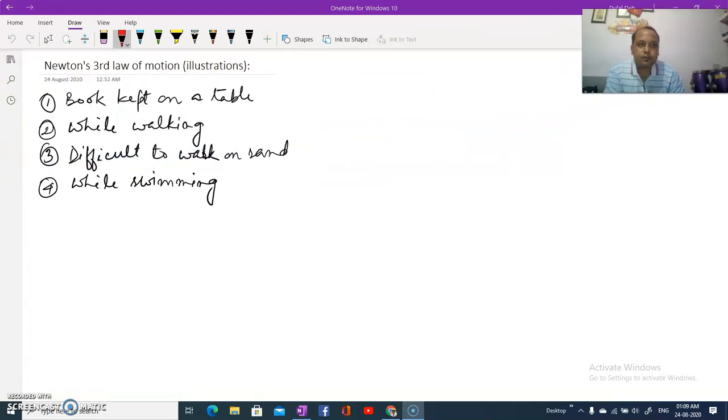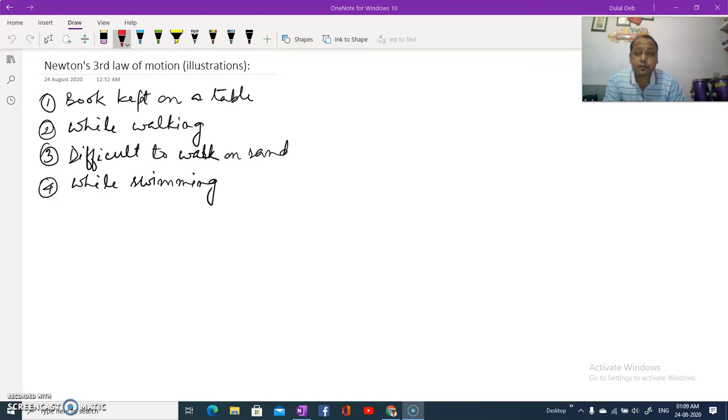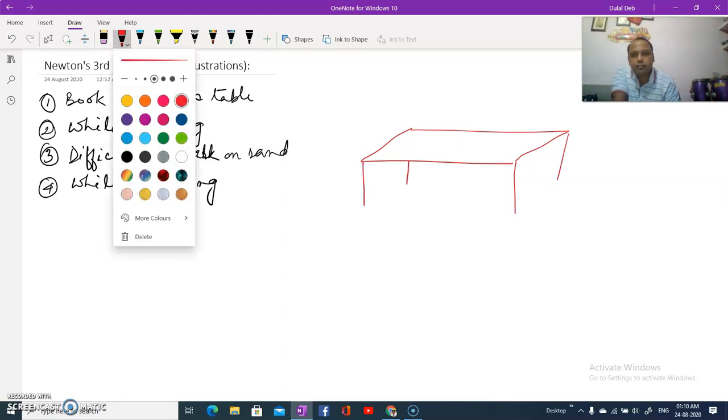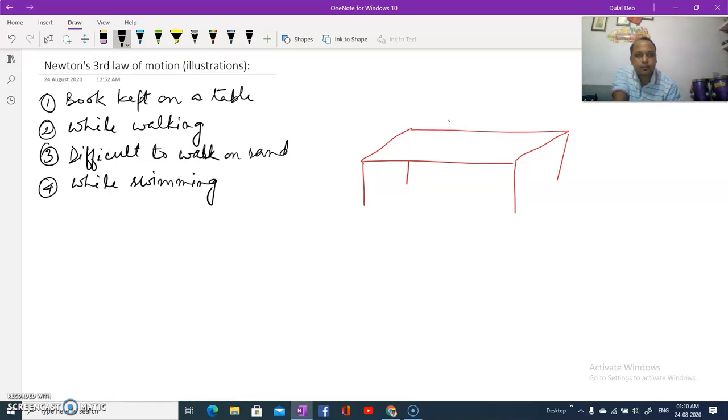Suppose here we consider a book kept on a table. Let me draw a table first. Suppose this is the table, and a book is kept over it. Suppose this is the book which is kept over it. Now we all know the weight of the book acts in the downward direction. So let W be the weight of the book in the downward direction.